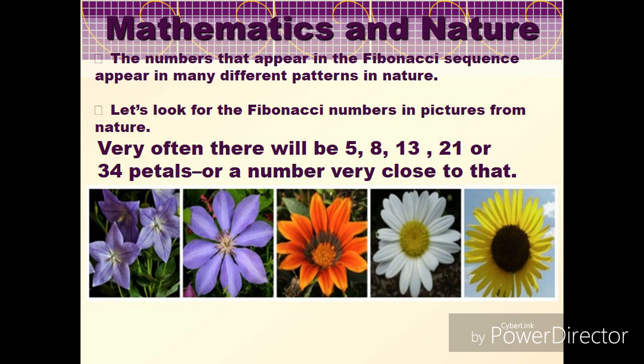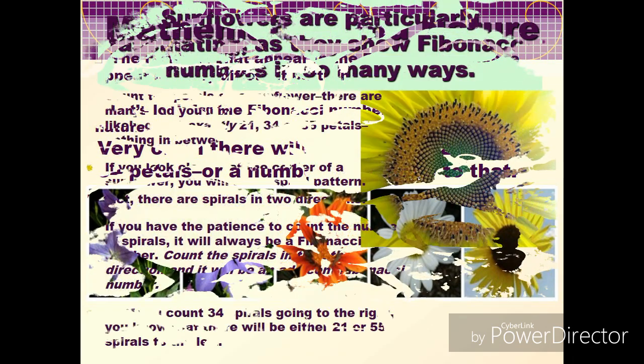Now we have mathematics and nature. The numbers that appear in the Fibonacci sequence appear in many different patterns in nature. Okay, let's look for the Fibonacci numbers in pictures from nature. Very often, there will be 5, 8, 13, 21, or 34 petals, or a number very close to that. On the first picture, there are 5 petals. On the next one, 2, 4, 6, 8, we have 8 petals. On the other one, we have 13, the next one, 31, and so on.